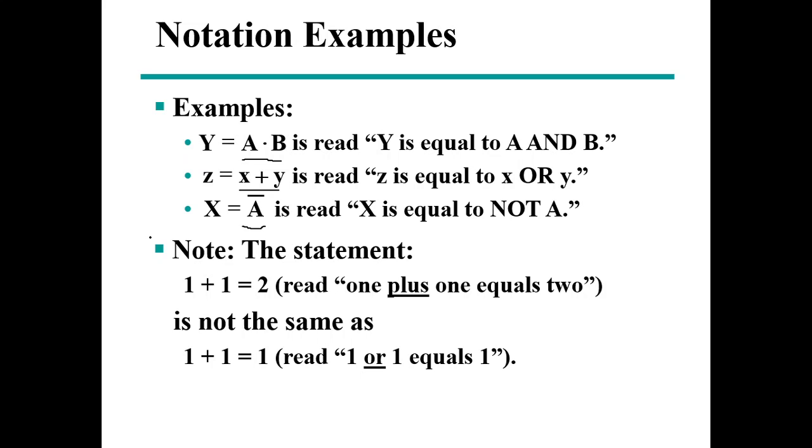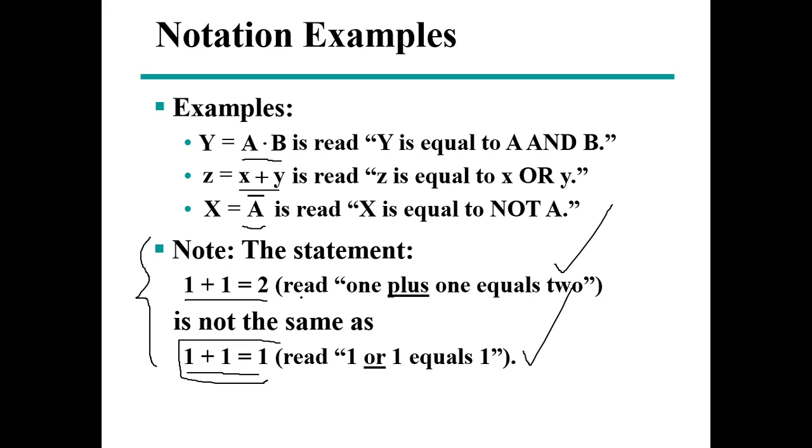Here we have another disclaimer. These two statements, 1 plus 1 is equal to 2, and 1 or 1 is equal to 1, are not the same. These are two completely different statements, and you should not be confusing them. This is correct because this is a logical statement, a boolean expression or a boolean statement, and this is an arithmetic statement.